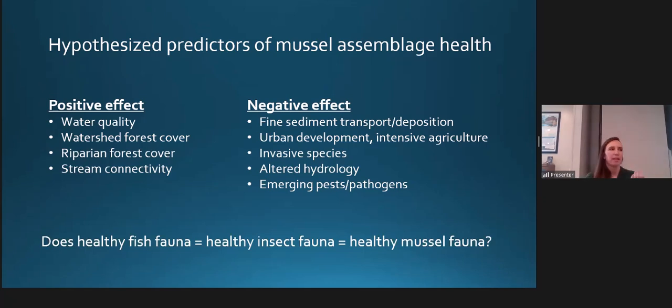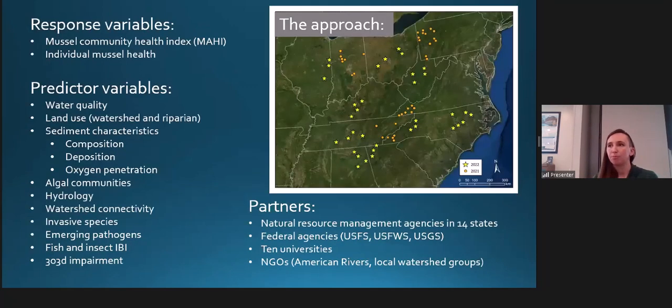Another sub-goal is also to see if fish IBI and aquatic insect-based IBIs match our assessment of mussel assemblage health. Because ideally it might be easier to collect others, but also to just see if all the different assemblages in the stream have matching health. So for our study, we have 2 main response variables. We have Mussel Community Health Index, or MAHI, and we're also investigating individual mussel health. And we are going to look at all of these different predictor variables and how they affect our response variables.